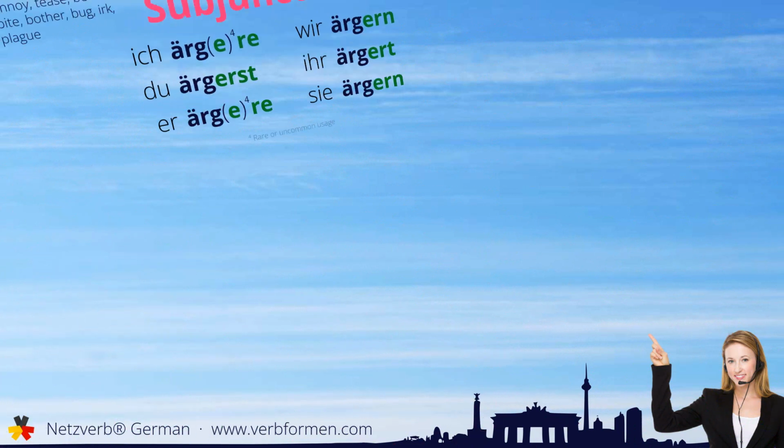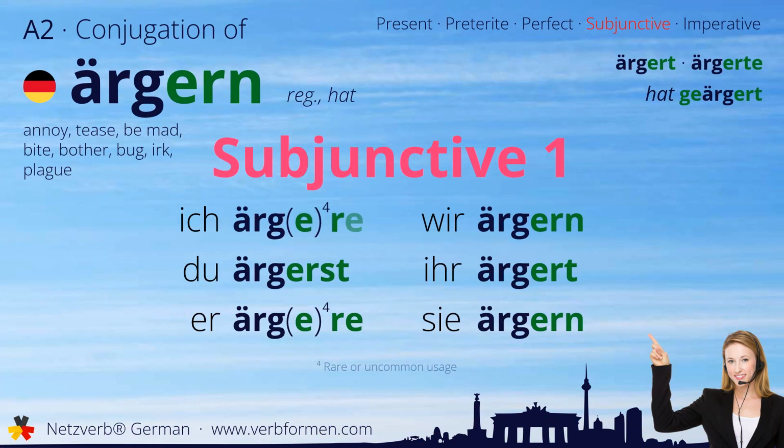Next up is the subjunctive one. Ich ärgere. Du ärgerst. Ärgere. Wir ärgern. Ihr ärgert. Sie ärgern.